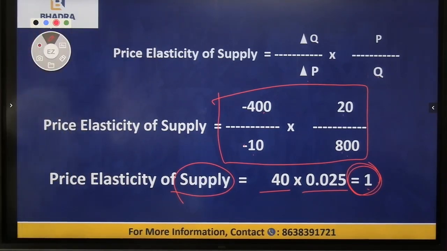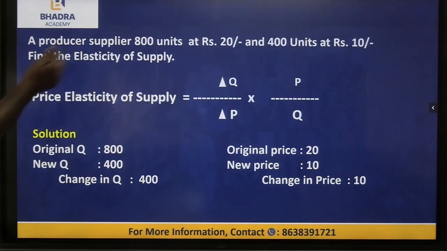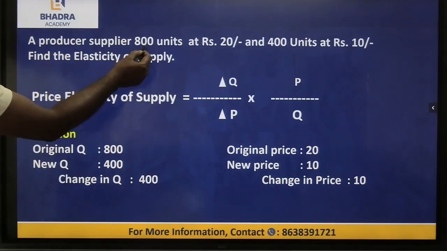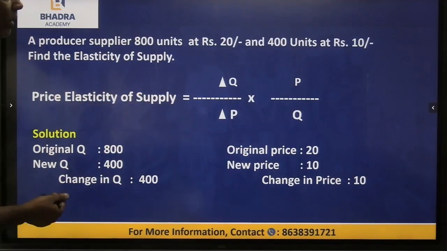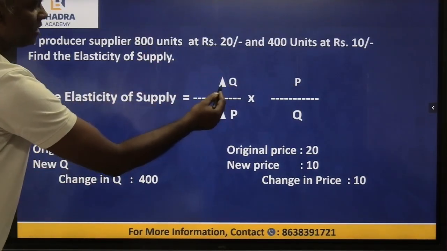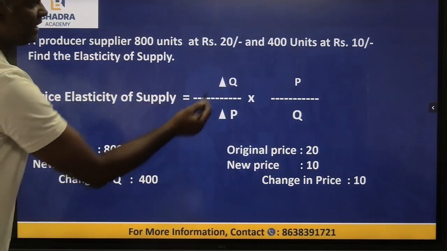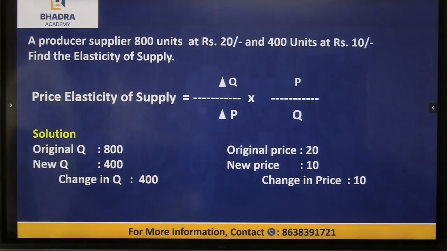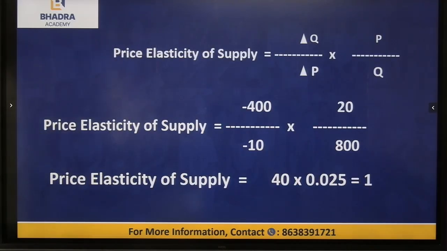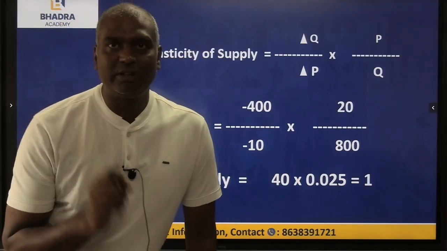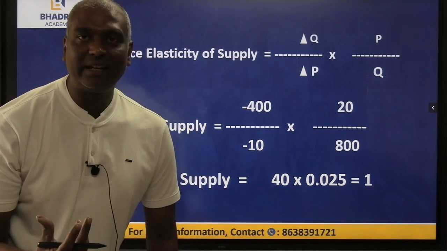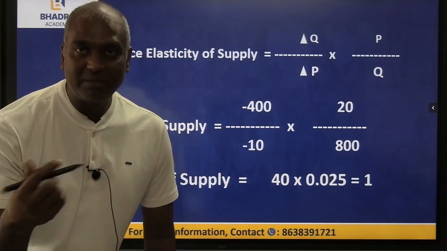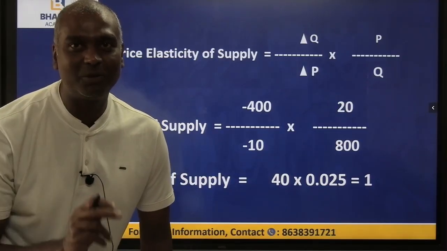Follow? What I have done is very simple. We took the sum. This is your original quantity Q, 800. This is your original price, 20. Change in quantity 800 minus 400 becomes 400, and change in price 20 minus 10 becomes 10. Understood now? If you apply this formula and solve this, you can very easily find the price elasticity of supply, which is equal to 1. In your exam you may get such a question, asking what the price elasticity is. You can even calculate it mentally. The formula is very important for this.